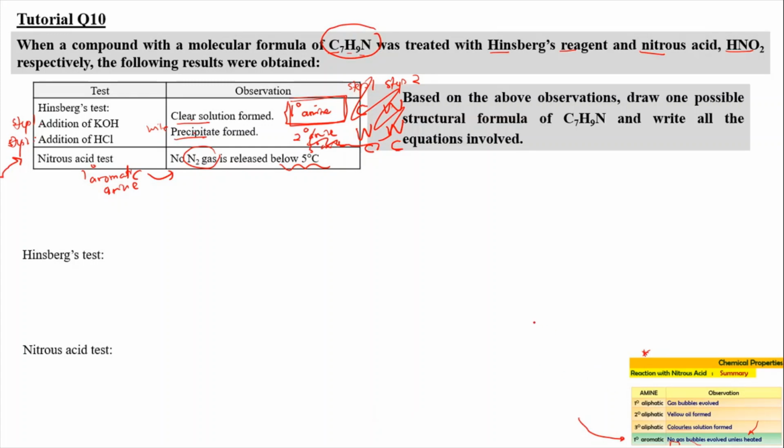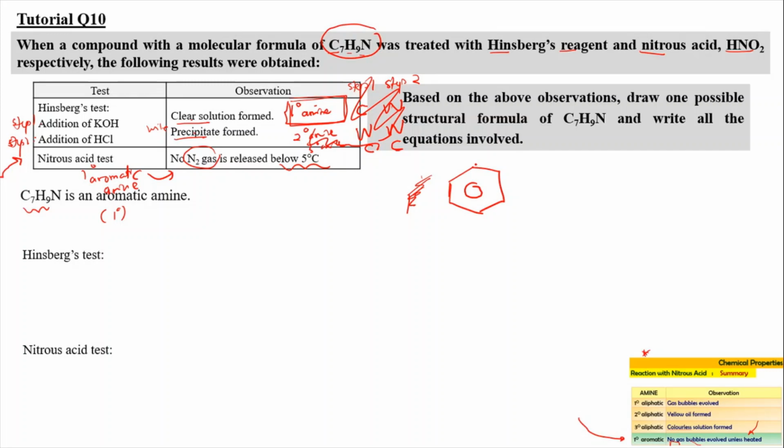Okay, so now we have a structure of C7H9N, and you know that it is a primary aromatic amine. Okay, so now you need to be able to predict the structure. So you can try and error. So let's say C7H9N. Because you know that it's an aromatic amine, you already know that it's going to contain a benzene ring.